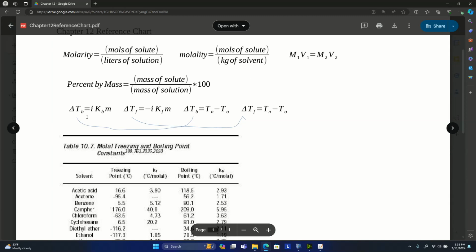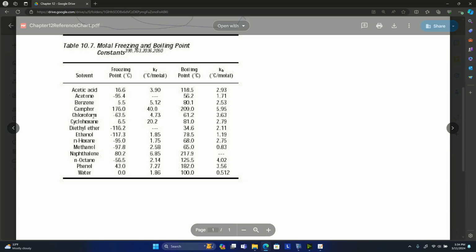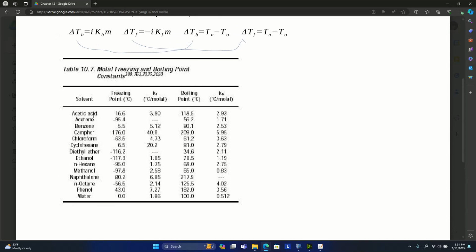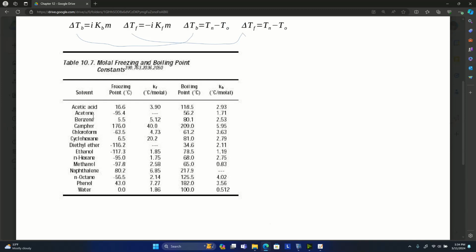Now, you'll see over here, the delta T sub B has a K sub B value. The molal freezing and boiling point constant chart is right here. Notice the first column is the freezing point, and that's in degrees Celsius. Now we're doing water today, which is the very bottom one, but we're going to do phenol and octane and other things later. I don't know those, so I use this chart to find the freezing point. The second column is the K sub F, and if you can't read that, write K sub F in bigger letters right above it.